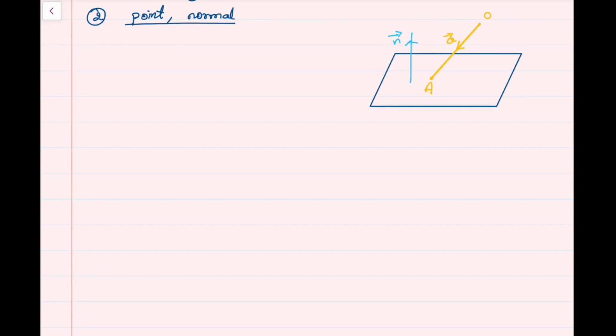Let us take an arbitrary point P on the plane, whose position vector is vector r. Let us join A and P. Vector AP is equal to terminal point minus initial point. So it will be vector r minus vector a.